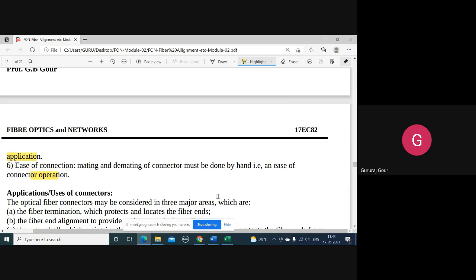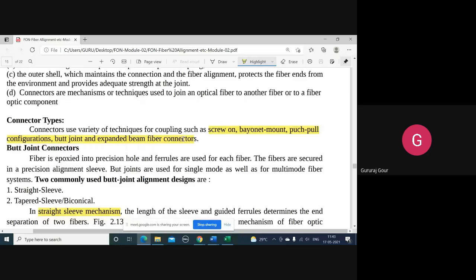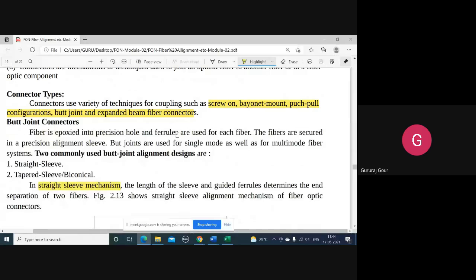So these are some requirements of a good connector. The main thing is the connector types. Again, there are two broad categories, as we have seen in the case of fiber splices: fusion splices and mechanical splices. Like that, we have two types of connectors, starting with butt joint connectors.